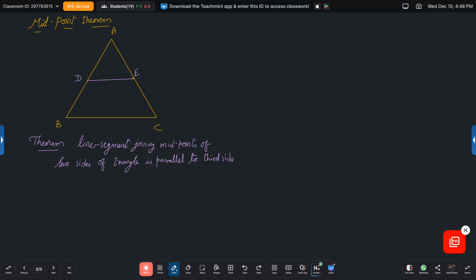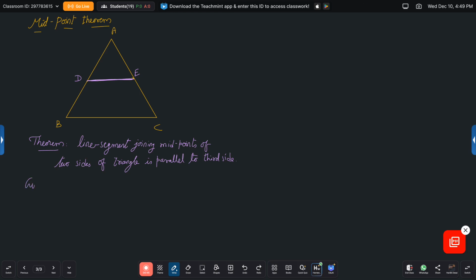What does this mean? This is a line segment, line segment DE, which I am making bold. Now D and E are midpoints of sides AB and AC respectively. Now this line segment DE is parallel to BC. This is what we have to prove.